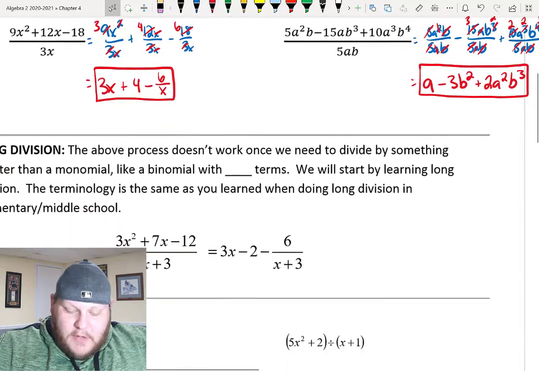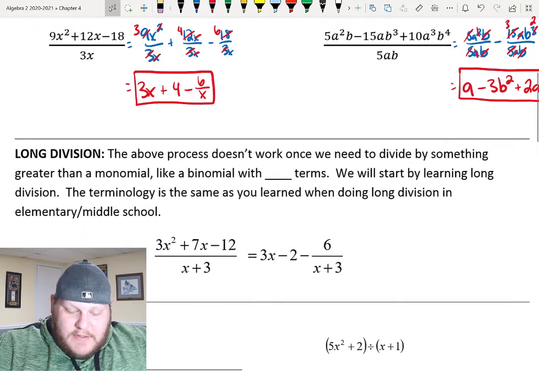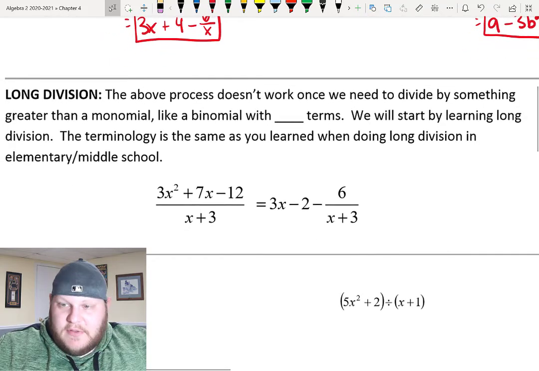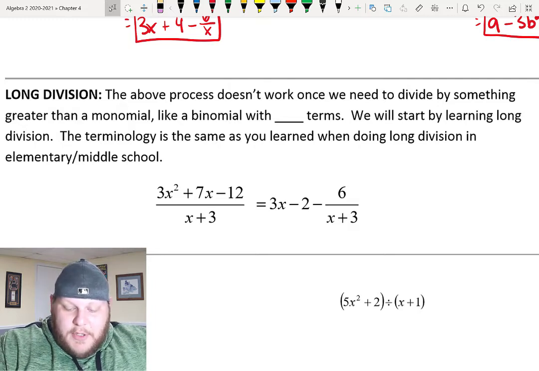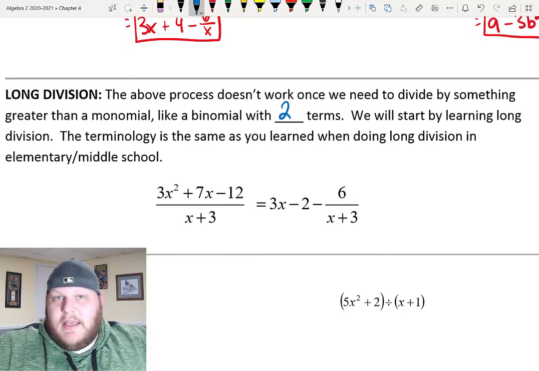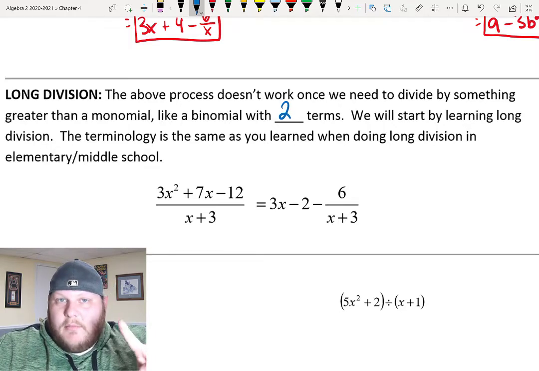Now that doesn't work all the time because if you have something that's not just a monomial, we still have to be able to divide that thing. So when we do long division, like something bigger than a monomial we have to be able to divide by, like a binomial, which is going to be our most common one, which has two terms. I'm going to switch this back to blue. That's my standard color there. We know a binomial has two terms, right? Bicycle.